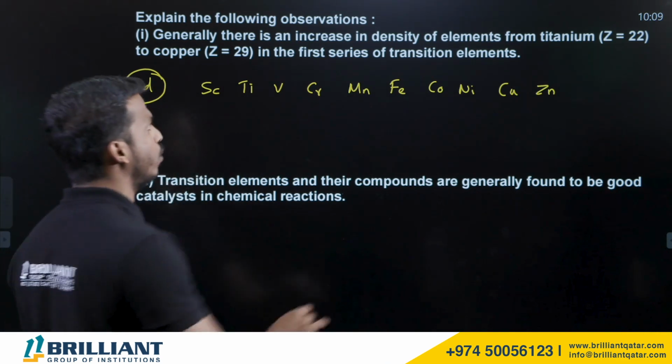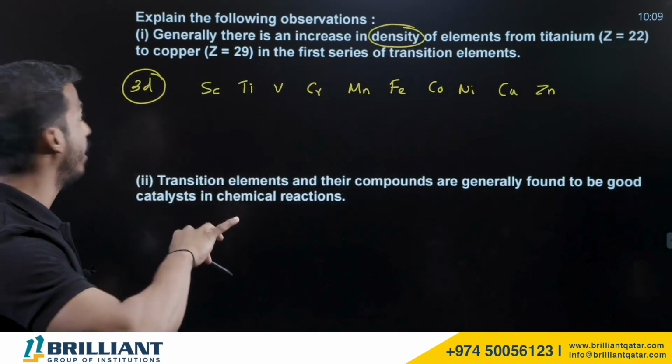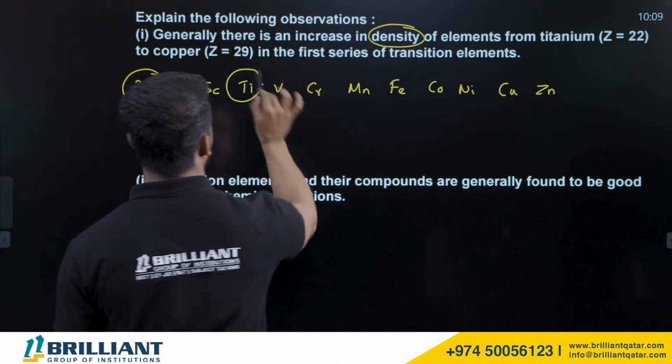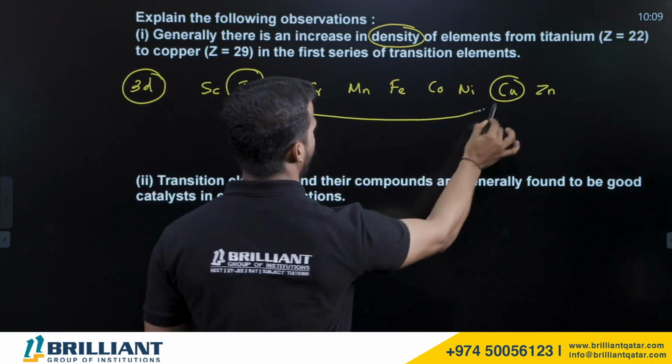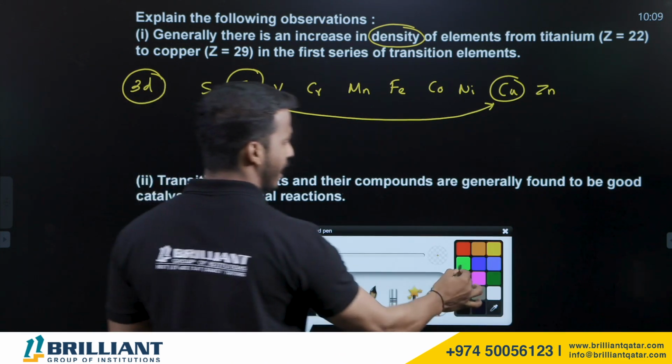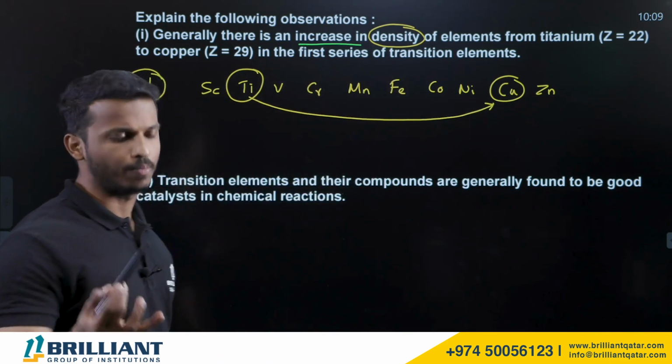Alright. Generally, there is an increase in density. The question is related to density, dear all. Density of elements from titanium to copper. Where is titanium here? Where is copper here? They are saying that while moving from titanium to copper, there is an increase in density. What is the reason? Very simple question.